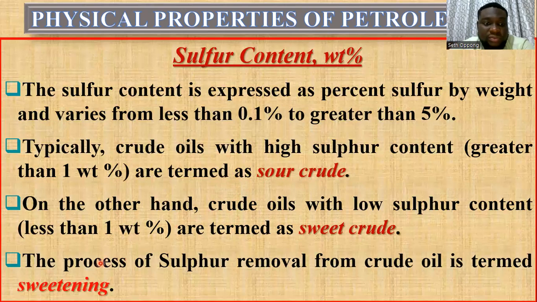On the other hand, crude oil with low sulfur content, that's less than 1%, is normally termed as sweet crude. The process of removing sulfur from crude oil is known as sweetening, which we'll be talking about extensively in the subsequent part of our class. So here, what you should know is that crude oil with high sulfur content is known as sour crude, and crude oil with low sulfur content is known as sweet crude. And this is also a method of classifying or identifying crude oil.